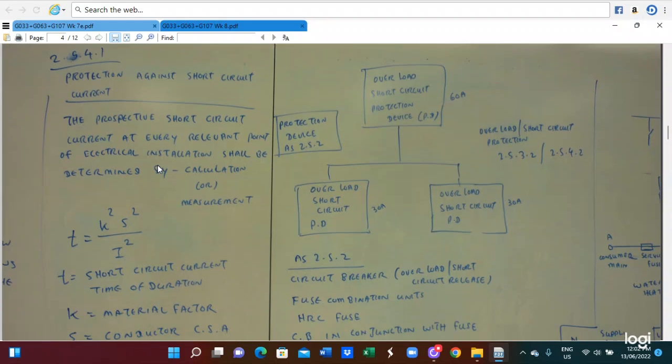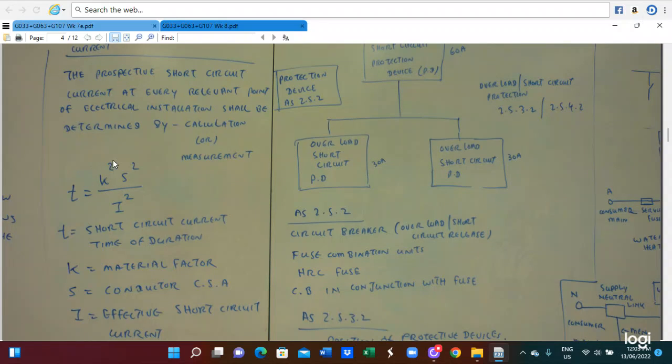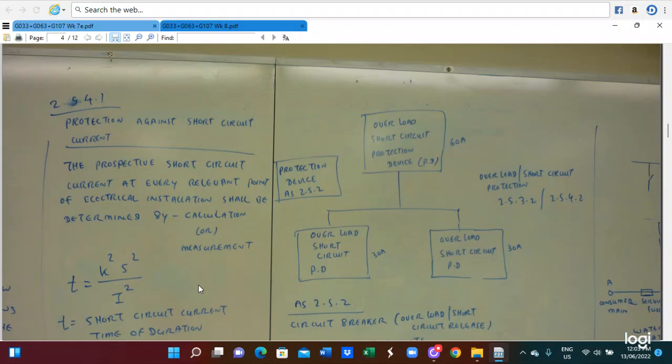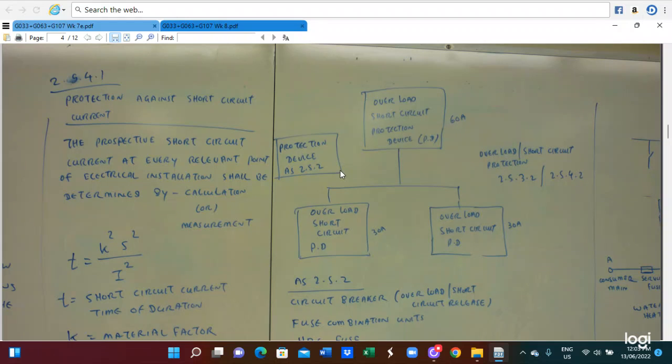Next, clause 2.4.1 covers protection against short circuit current. The prospective short circuit current at every relevant point of the electrical installation shall be determined by calculation. The calculation is t equals k squared S squared over I squared. This equation is utilized to calculate the short circuit protection. Here, t is the short circuit current duration time, k is a material factor, S is the conductor cross-sectional area, and I is the prospective short circuit current. So this is overload and short circuit protection.